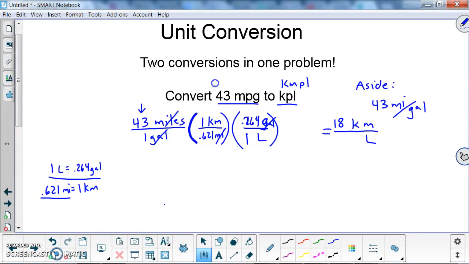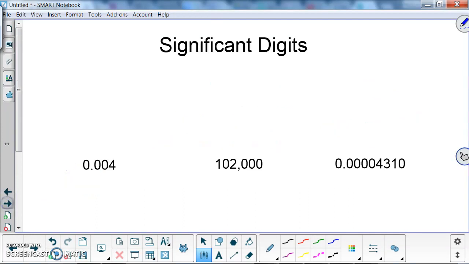So to wrap up, I only have about a minute and a half left in my 15-minute video. So I'm going to try and wrap this up in a minute and a half. In significant digits, you have 3 rules. Rule number 1 is all non-zero numbers are significant.